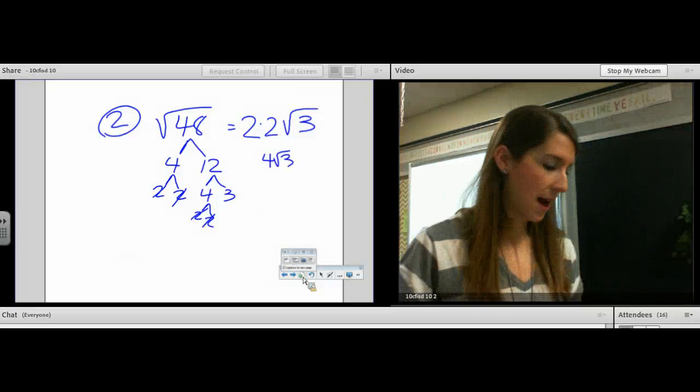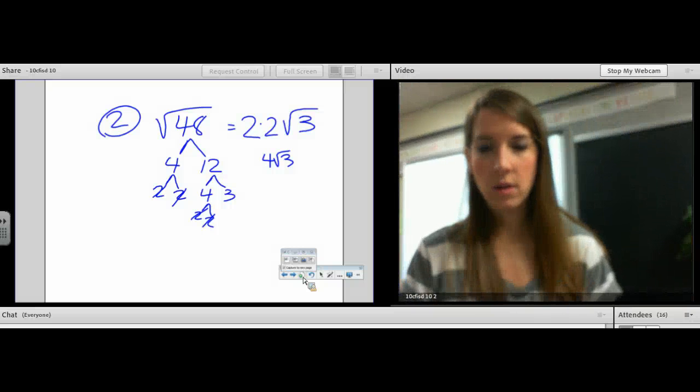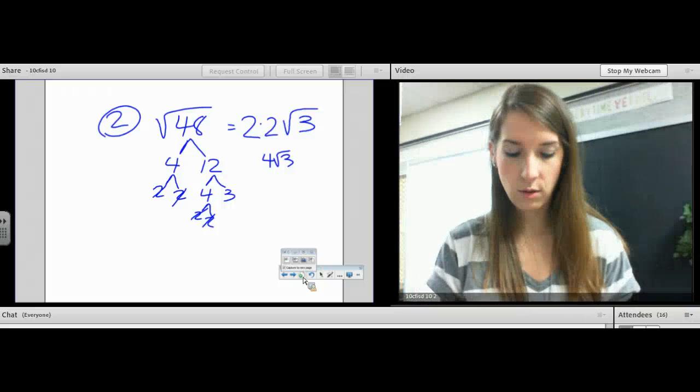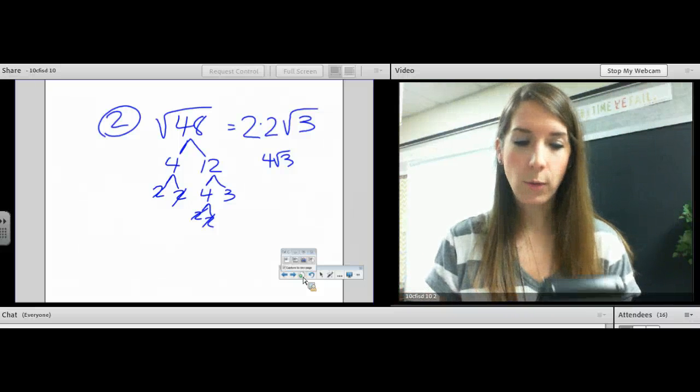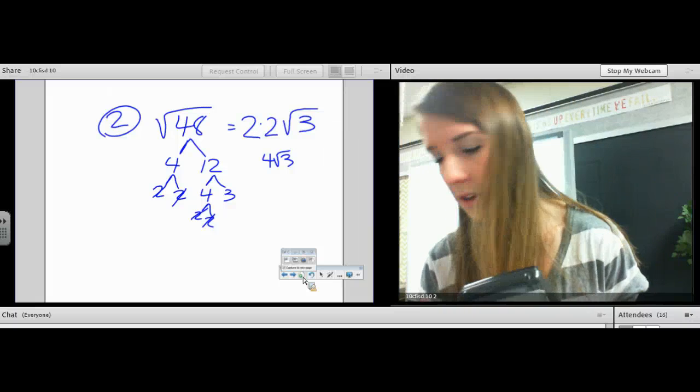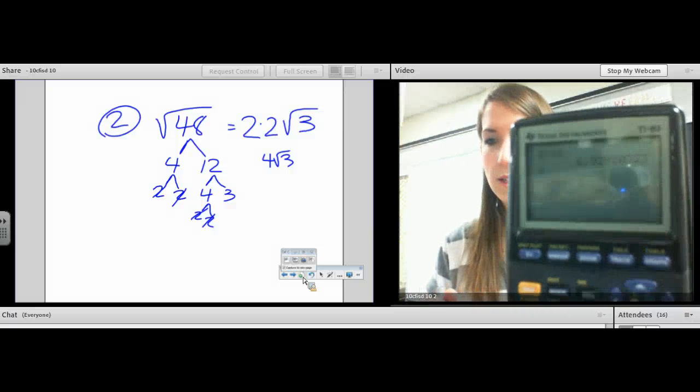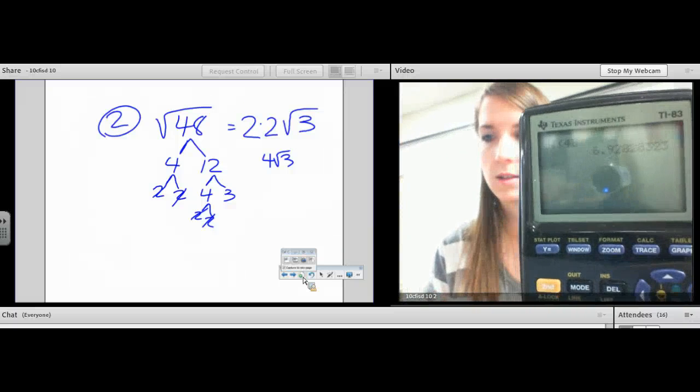And then it also asks for the decimal version. So do the original. Don't put 4 root 3 in your calculator. Do the square root of 48 in your calculator. And we're rounding to the nearest tenth, so that would be 6.9.